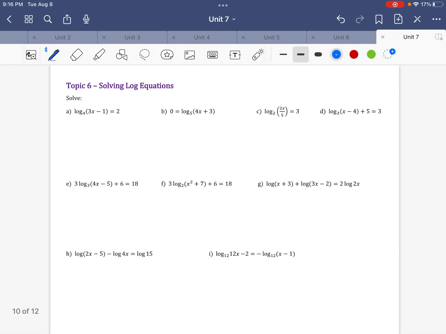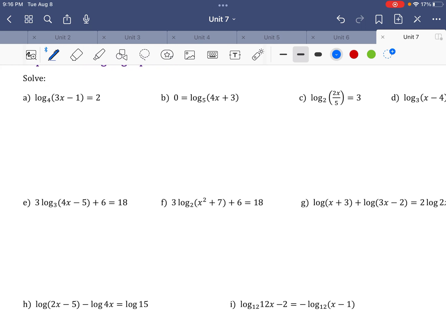All right, we're going to be solving log equations here. Now the first few up top are very basic and simple. We're just changing something from log form to exponent form. So that just might be all you have to do.